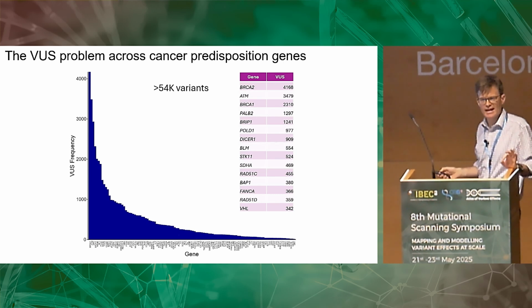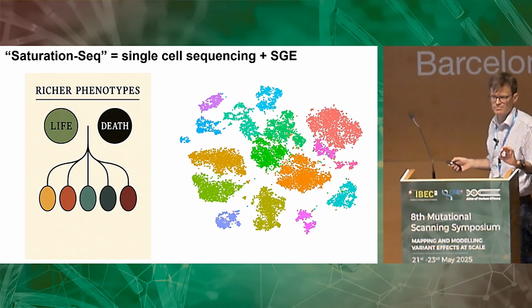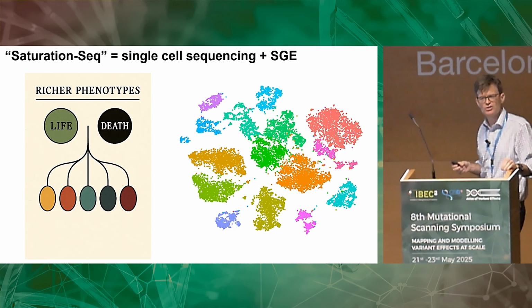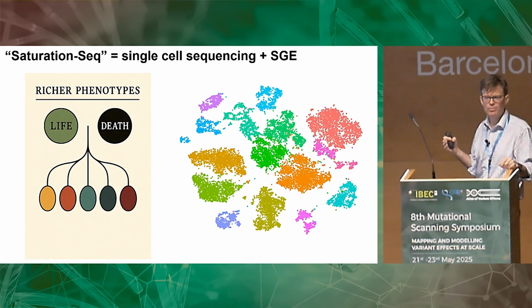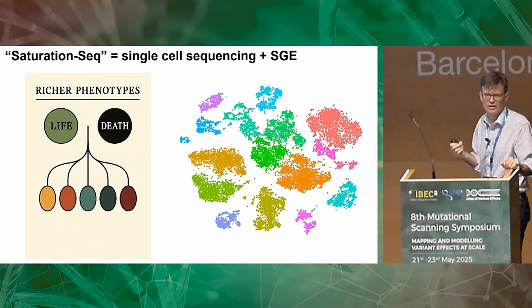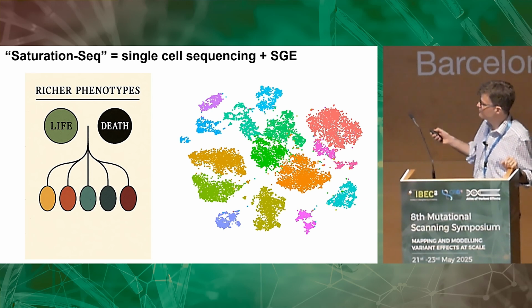So in saying that, we're very mindful that most of the work we've done so far has really revolved around exploring life and death. But very clearly, cellular phenotypes are more than just life and death. So because of this, what we've been doing is trying to develop new technology that allows us to examine variants in different ways. And possibly the richest phenotype that we can come up with is single-cell gene expression profiles. And so because of this, we've developed a new method that we call Saturation-seq.